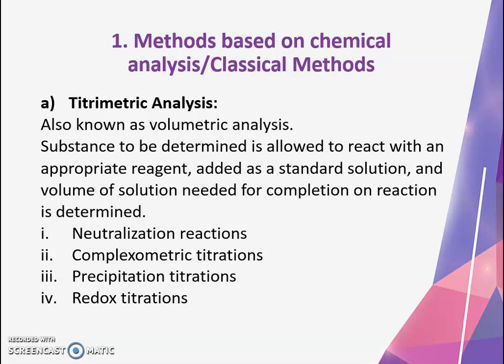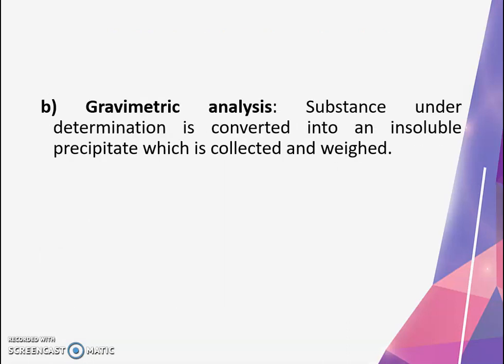Precipitation titrations are used to analyze the substances which are capable of forming salts, and redox titrations are used to determine the substances which can undergo reduction oxidation reactions. So these are the titrations. Next is gravimetric analysis. Here the substance under determination is converted into an insoluble precipitate which is then collected and weighed. Thus you can find out the quantity of the substance.